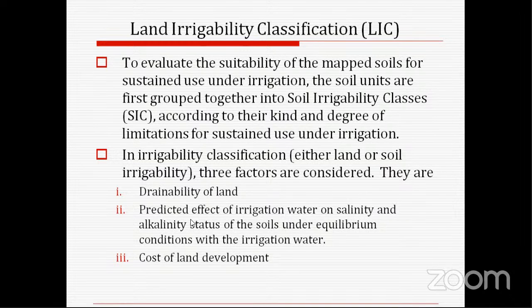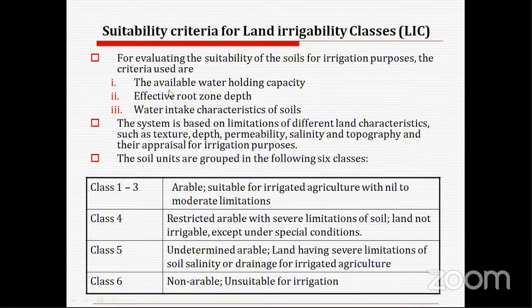What are the suitable criteria for soil irrigability or land irrigability? What are the basic criteria we have to take? The availability of water holding capacity, meaning how much water will be held by that soil; effective root zone development, meaning how much depth the root will develop. This is very important. And water intake characteristics of the soil.